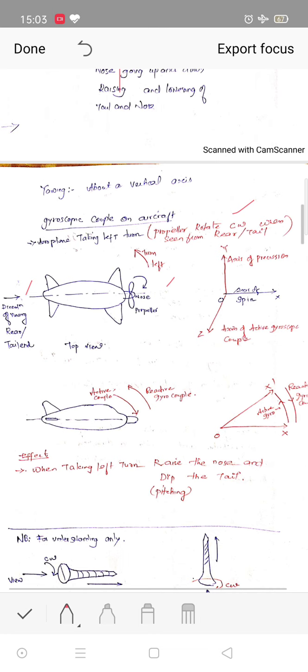So we are connecting a propeller to the nose, and while viewing from the rear or tail end, the propeller is rotating in a clockwise direction. The arrow mark indicates the clockwise direction. This is the top view of the aircraft I have drawn, and this is the front view. The next one is that the aircraft is taking a left turn. I am showing this aircraft taking a left turn.